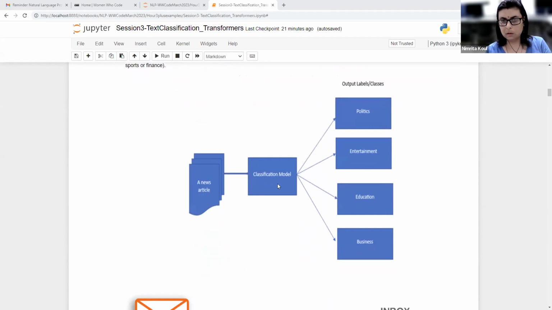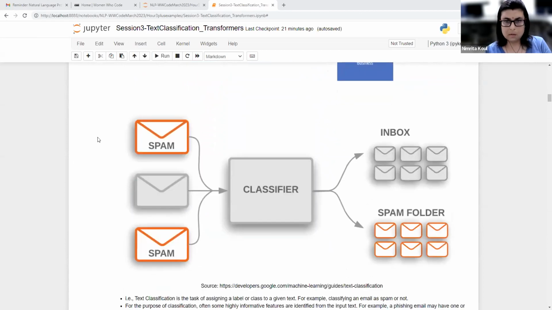A news article, we pass this text of the news article to a classification model, and then the model tells us to what category this article belongs. Similarly, there is some email, we pass it to the classifier model, and then it tells us whether this mail is spam or a genuine mail. And if it's spam, it should go to your spam folder. If it's a legitimate mail, a mail which you would be interested in, it should go to your inbox.